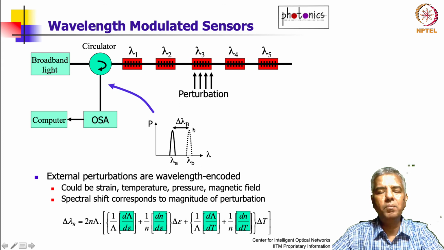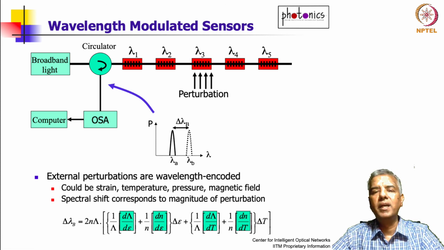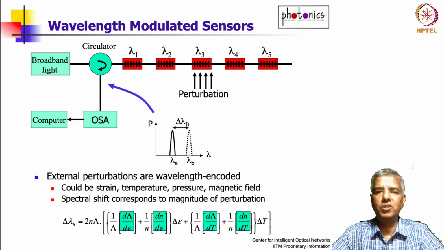So if you see some Bragg wavelength change around, let's say, green color, then you know that green is the color of the reflection at this particular point, so you know that the perturbation would correspond to this. Whereas if you encoded this location with red color, any change around the red color can be attributed to perturbation in this location, and so on. So you can actually accomplish what is called quasi-distributed sensing in this case using wavelength modulated sensors.